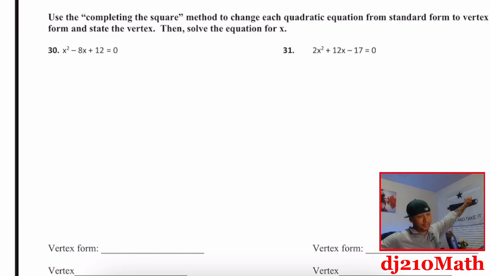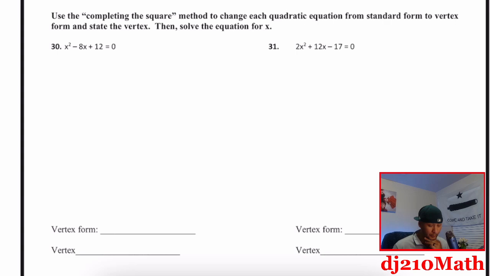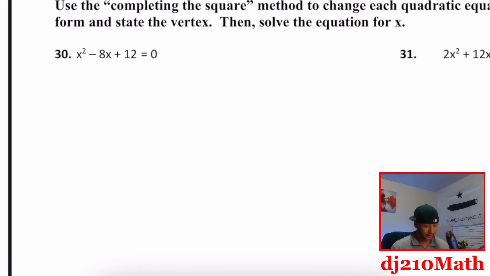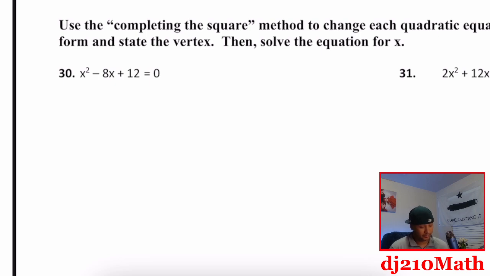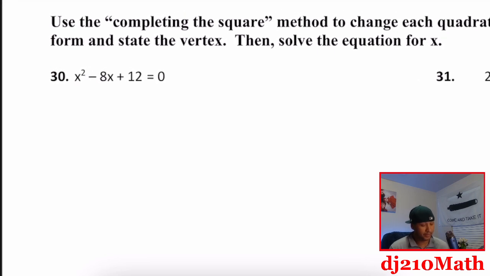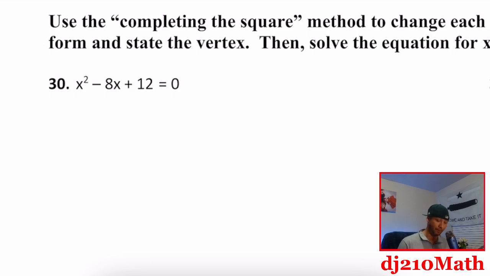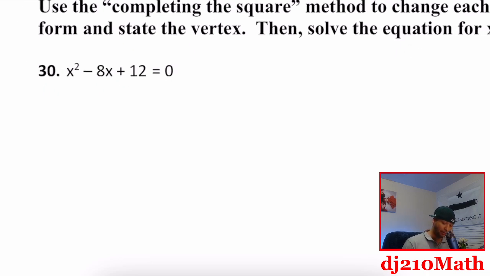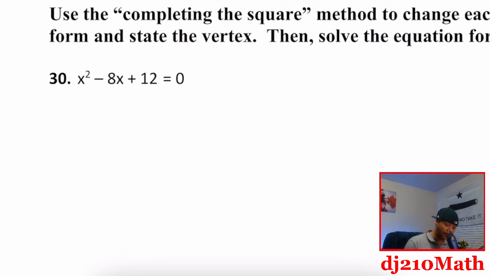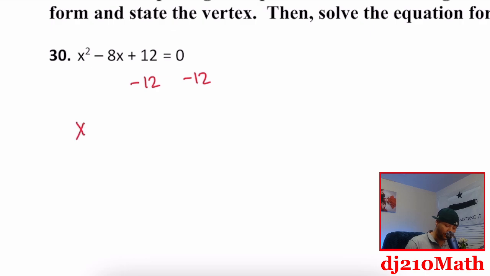Okay, so use the completing the square method to change each quadratic equation from standard form to vertex form and state the vertex. Then solve the equation for x. Okay, so here's where methods come in, basically it comes down to technique. How I do it may not be how you were taught or seen before, but watch. It's gonna be the same thing, I promise. Okay, so I move the 12 first. Now a lot of people don't do that, but whatever.